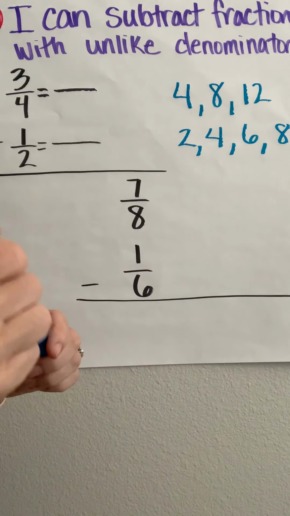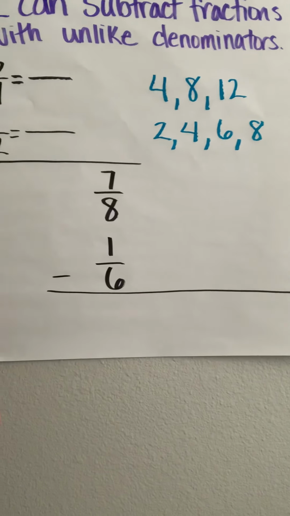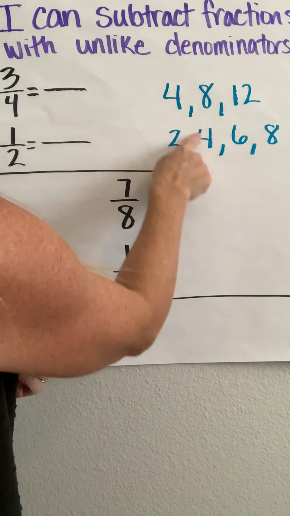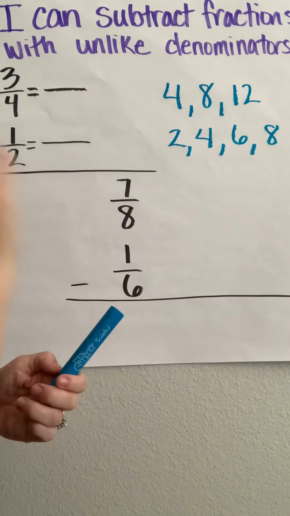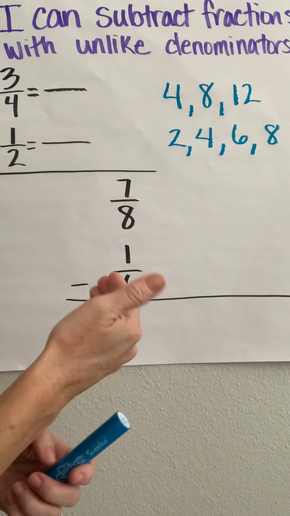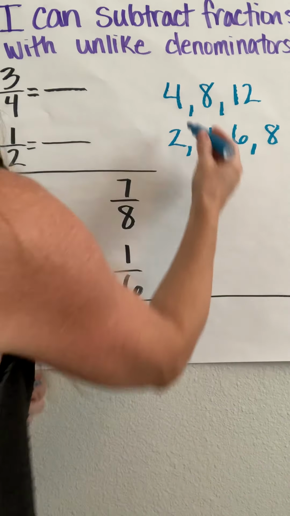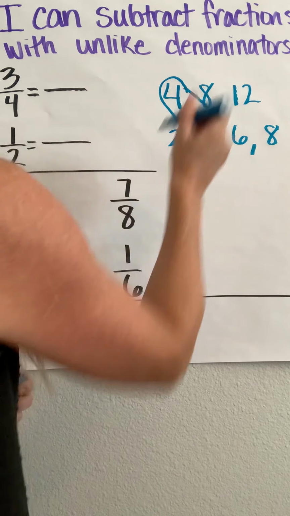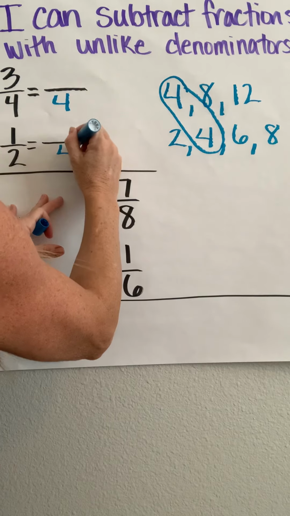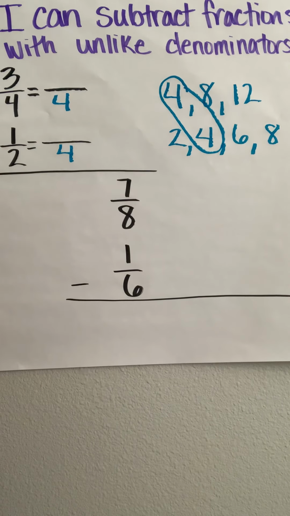You may see that there is more than one that they have in common. They have 4 and they have 8. However, we want the lowest. That's the key, is the lowest. It's not that 8 would be wrong, but you would have to simplify at the end. So 4 is the lowest, the least common denominator. Lowest number is 4. So 4 is my denominator, okay?